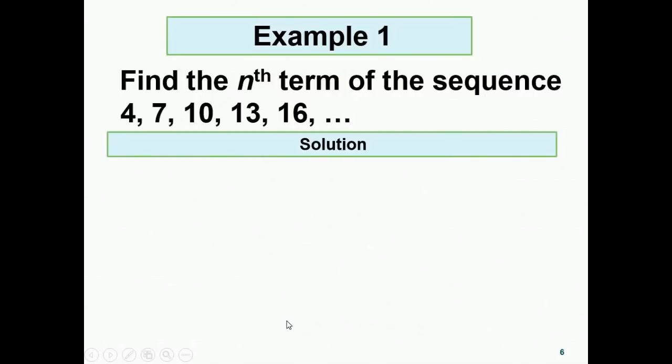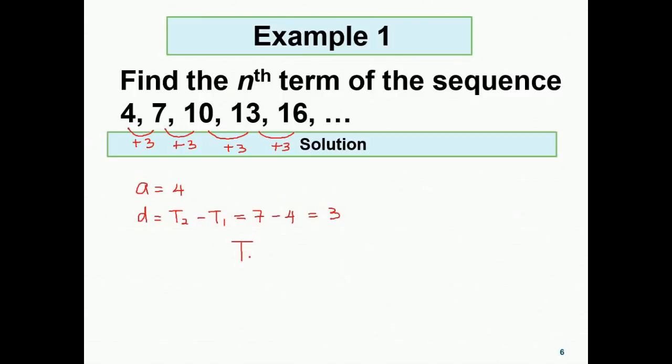Now, proceed to the example given before. Find the nth term of the sequence 4, 7, 10, 13, and 16. As we can see here, every number increases by 3. So this is an arithmetic sequence with A, the first term, as 4. And the common difference is T2 minus T1, which is equal to 7 minus 4, which is equal to 3.